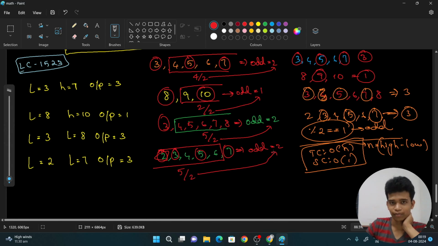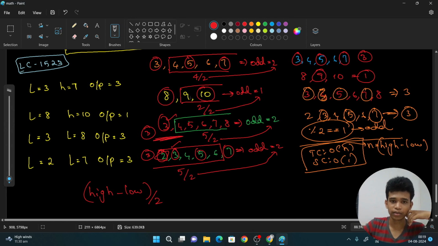So I can say in all cases I will get high minus low divided by 2. Why? Because we don't take one number of the range. Okay, should this be my output? No. See here, for this, what is my output? We should include this also. So my count will be 3. For this also we should include 7, so my count will be 3. For this we don't want to include anything. For this, what should we include? This 3. So my count will be 3.